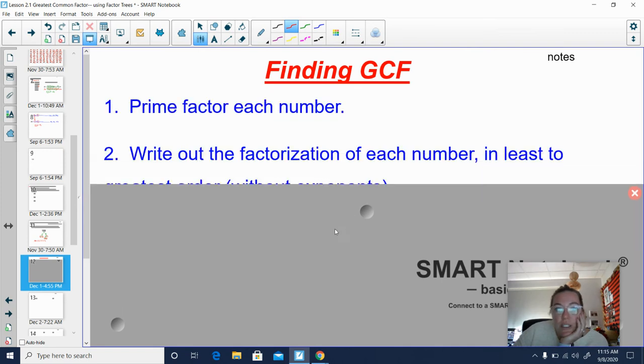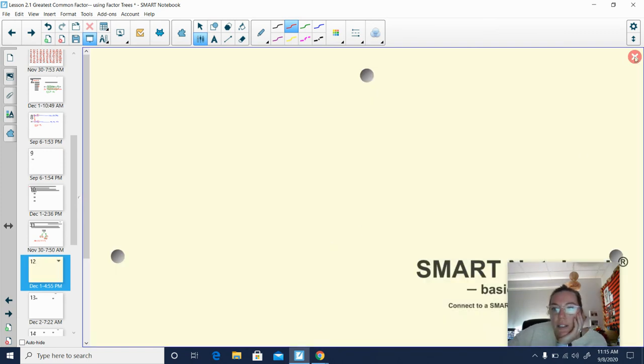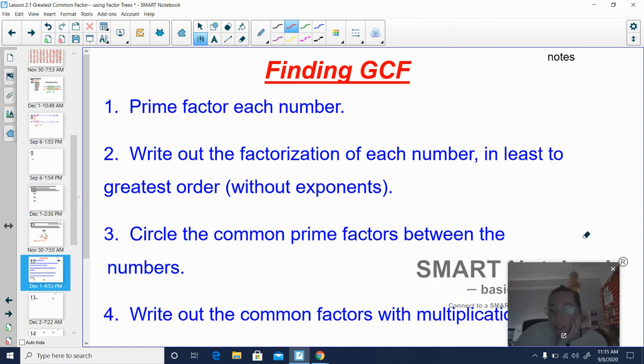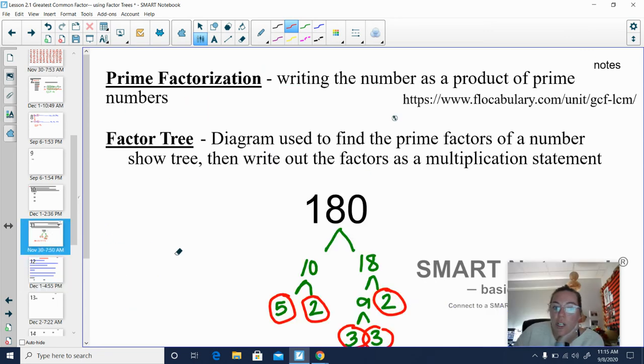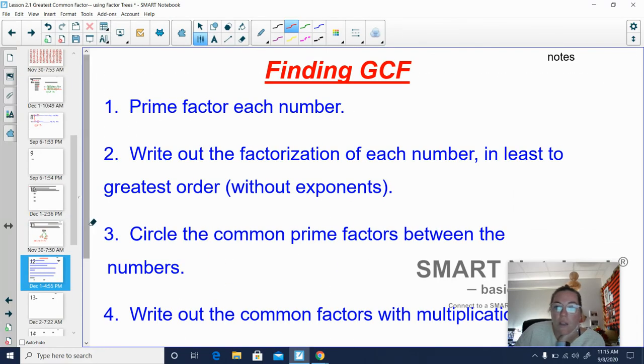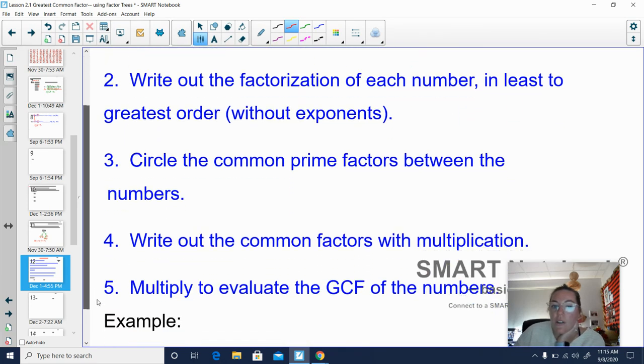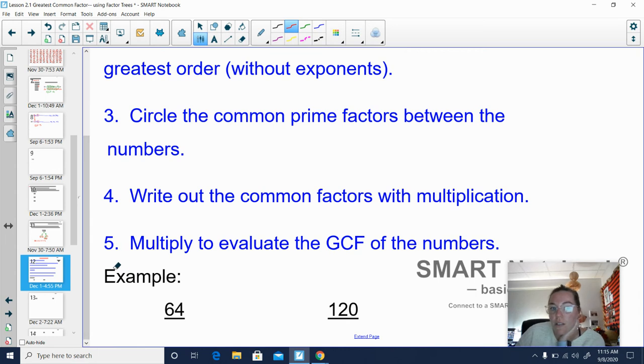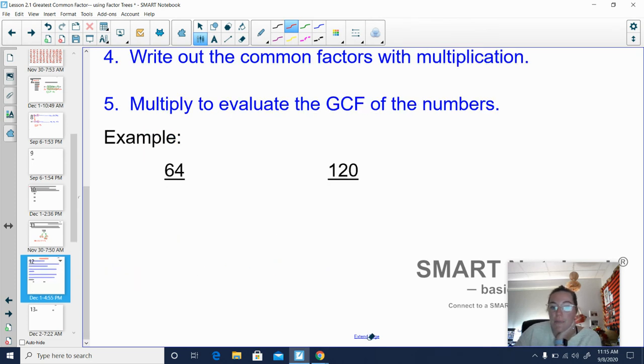So, finding the GCF. First, we prime factor each number. Go ahead and pause this and write this down. We write out the factorization, which is what we just did right here. This is the factorization of 180. We want to do them in least to greatest. We circle the common prime factors. We write out the common factors with multiplication, and then we multiply to find the GCF. So I'm going to show you what this looks like.